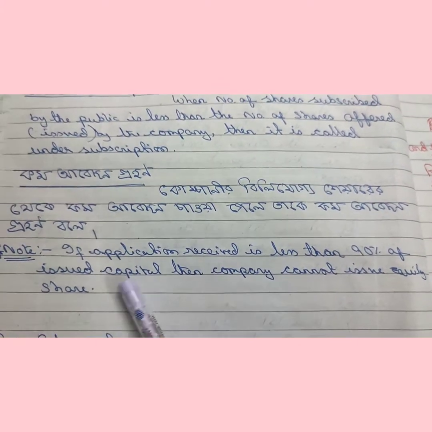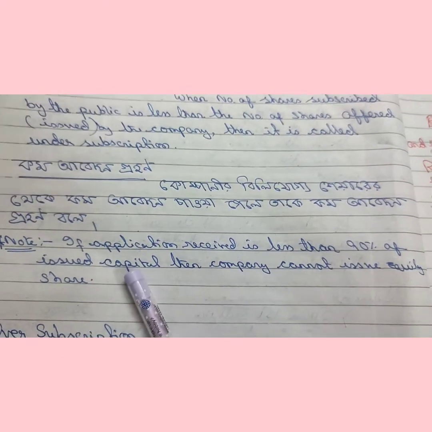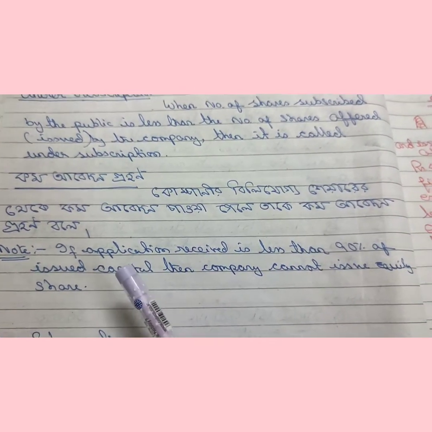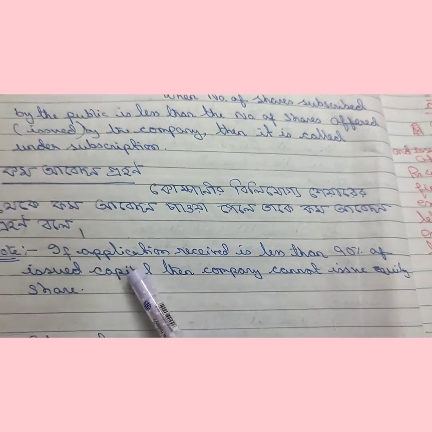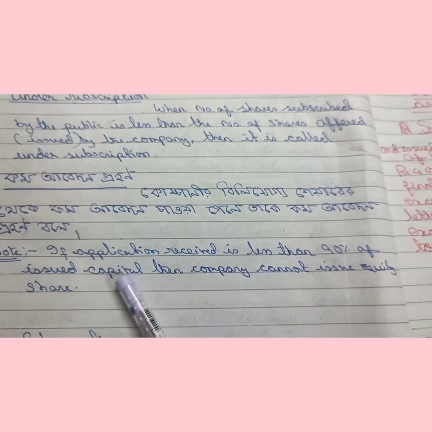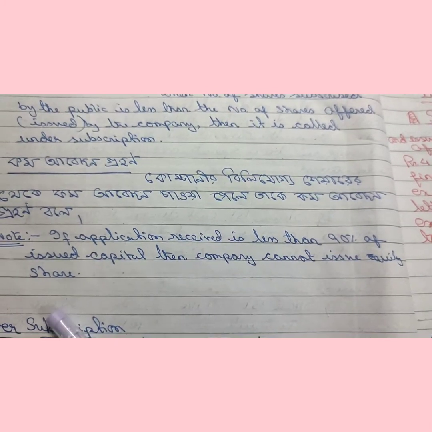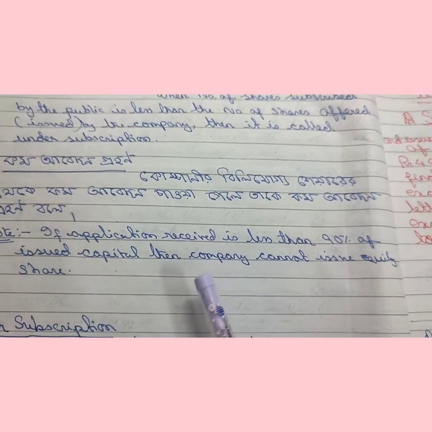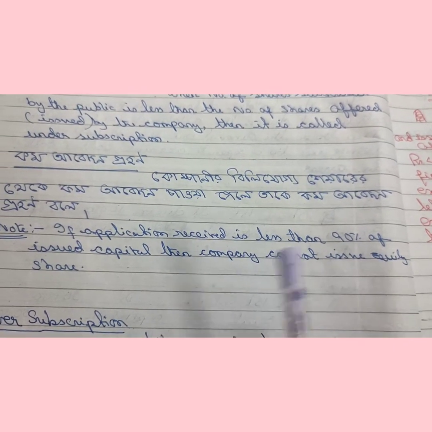But now you have to remember one thing. If application received is less than 90% of issued capital, for example, if issued capital is 10,000 shares and the company has received share applications for less than 9,000, that is less than 90%. In that case, the company cannot issue equity share. You have to remember this for your MCQ purpose. If the company received less than 90% of its issued share, then the company cannot issue equity share.